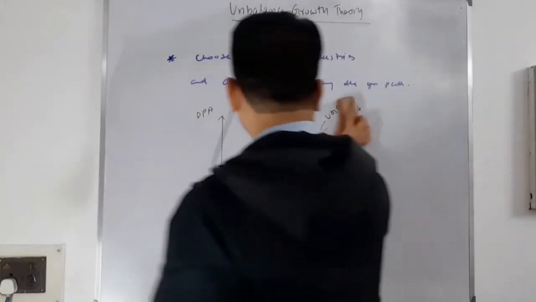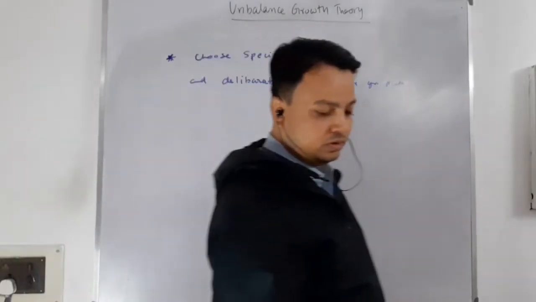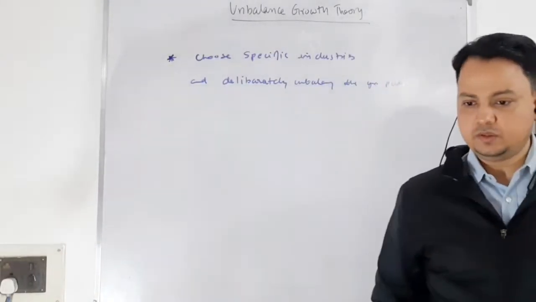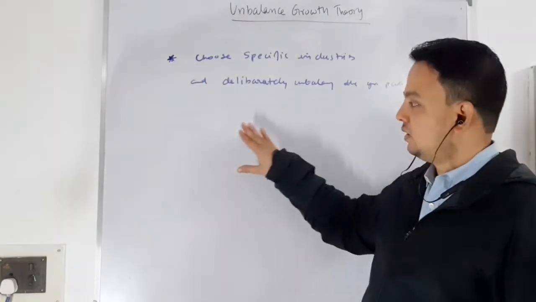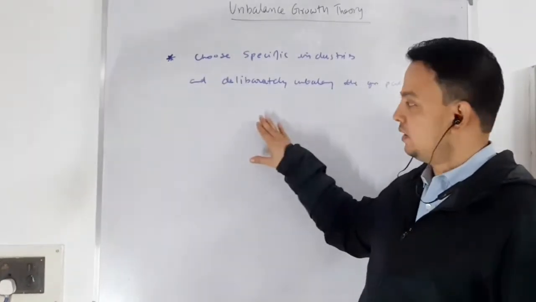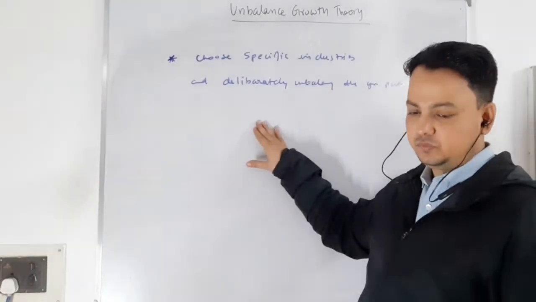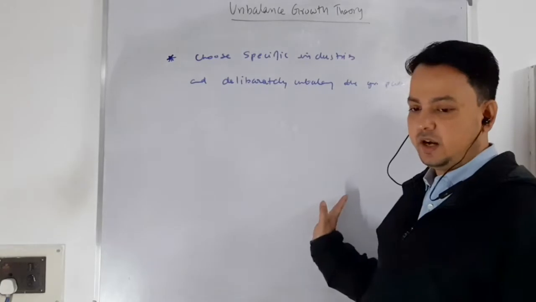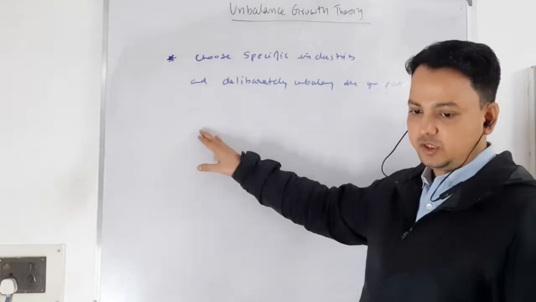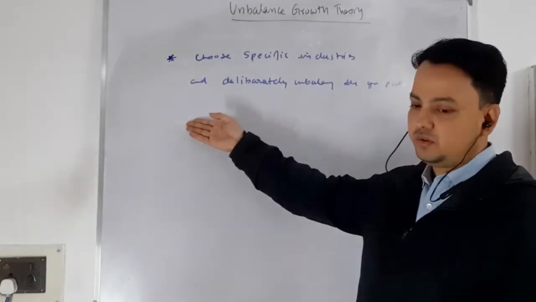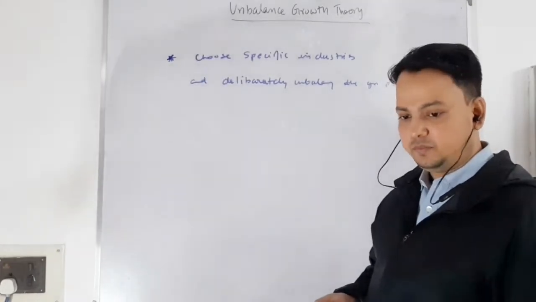So the task here is to deliberately unbalance the economy, and we have to create a disproportional relationship. We have to create tension in the system, and we have to create disequilibrium. Disequilibrium means focusing either on social overhead capital first, then direct productive activity will catch up, or focusing on direct productive activity first, then later on social overhead capital will catch up.